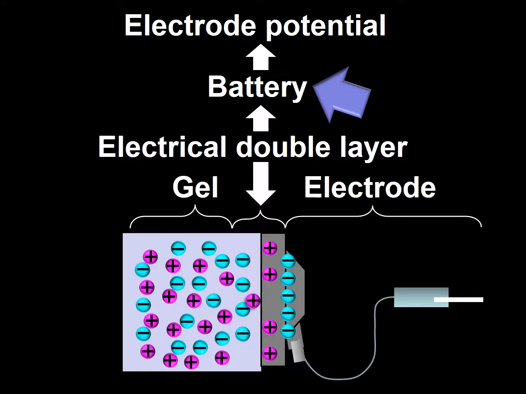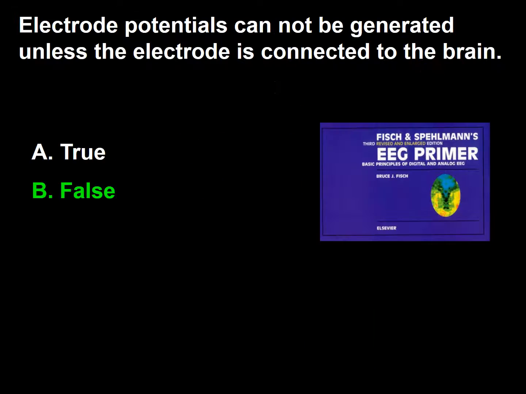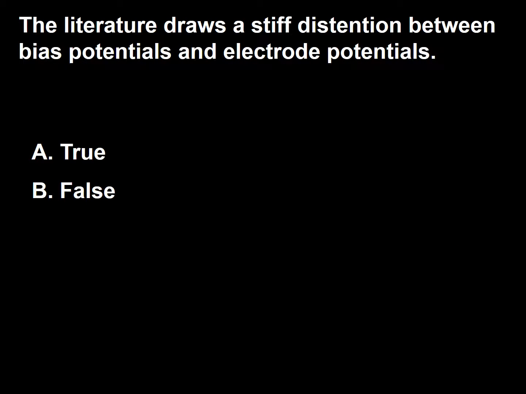despite the removal of the brain, the skull, and the skin. This indicates that the battery function and the electrode potential are the result of the interaction between the gel and the electrode. So the answer to this question is B. Next question: The literature draws a stiff distinction between bias potentials and electrode potentials. A, true; B, false.